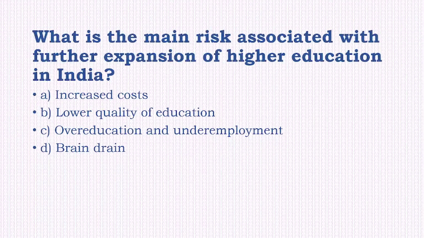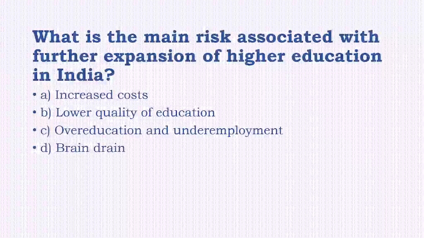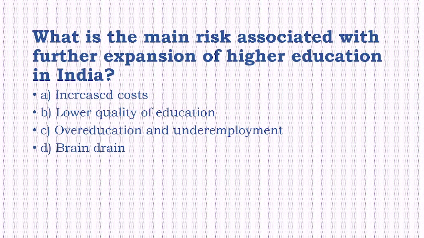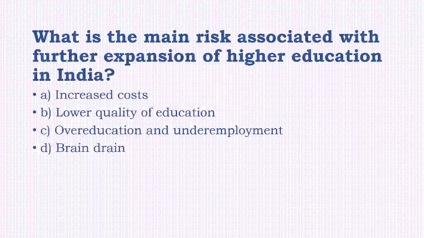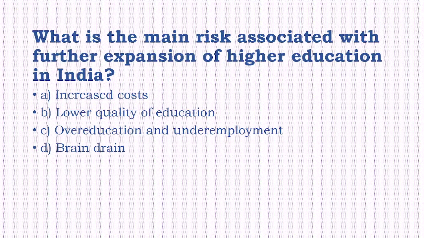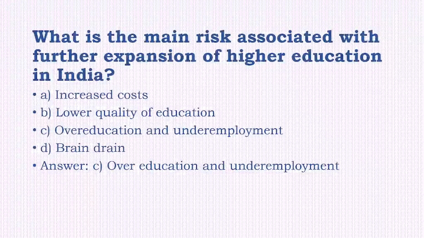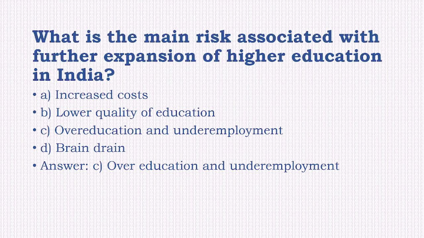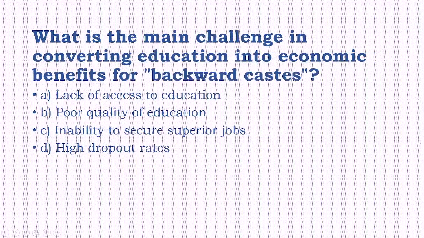Next, what is the main risk associated with further expansion of higher education in India? Options: increased cost, lower quality of education, over-education and unemployment, brain drain. The answer to this question is option C, that is over-education and unemployment.